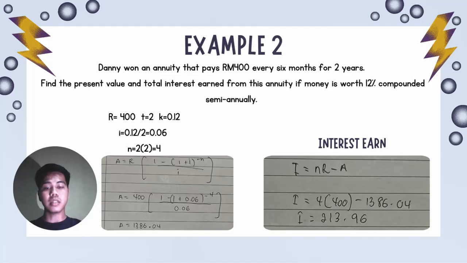Here is example 2 for present value of ordinary annuity. The question is, Danny won an annuity that pays RM400 every 6 months for 2 years. Find the present value and total interest earned from this annuity if money is worth 12% compounded semi-annually.